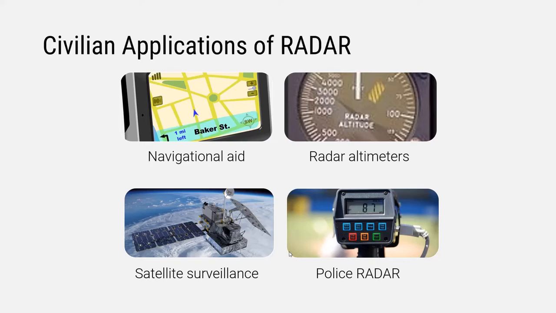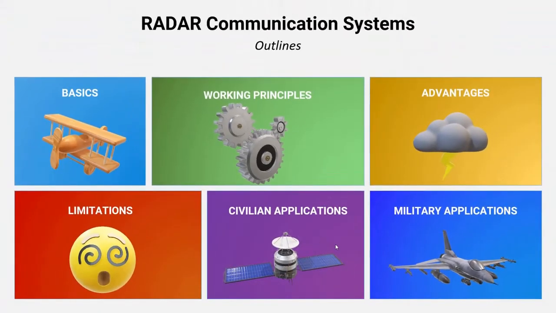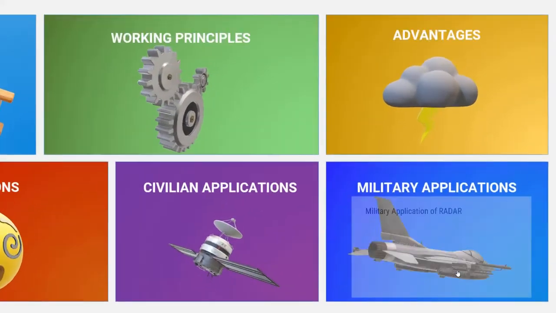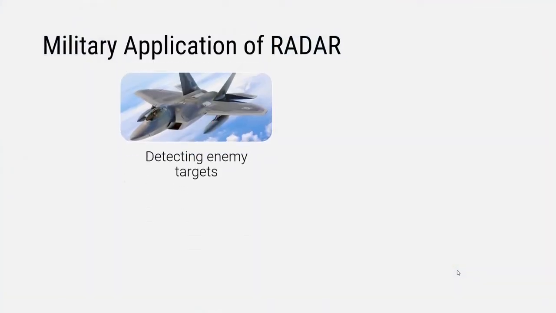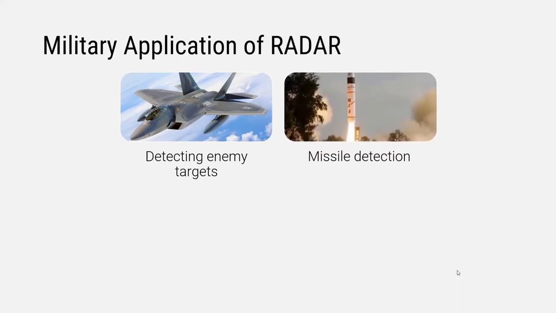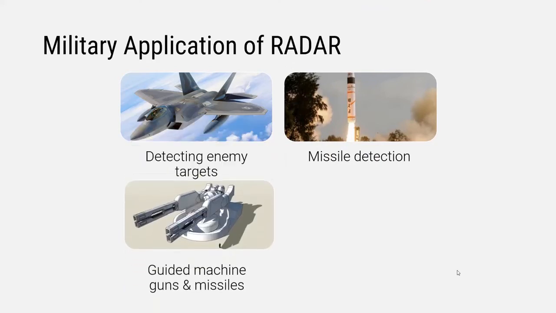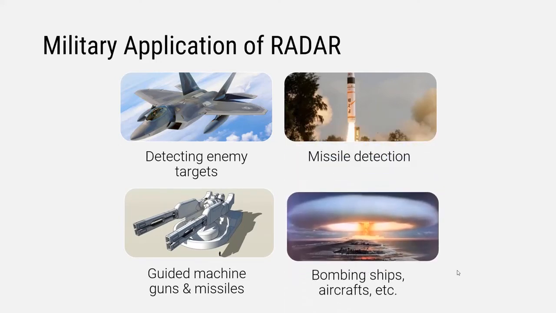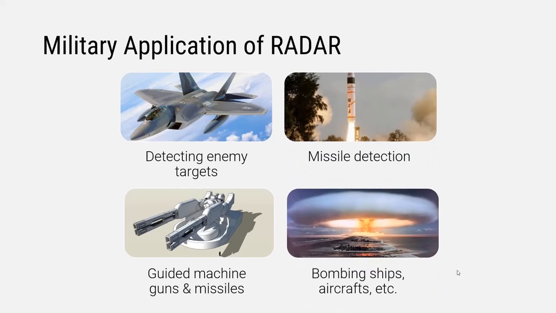And we'll go ahead with the military applications, some of the basic applications of radar in the military domain. Here the main advantage is actually detecting enemy aircraft in our airspace. So this actually helps us protect our country, and this can also detect any kind of missile within our airspace. The radar systems can also be used in combination with guided machine guns and missile systems, and these radar systems are also used for bombing in various operations from ships or aircraft or in ground-based attacks, etc.